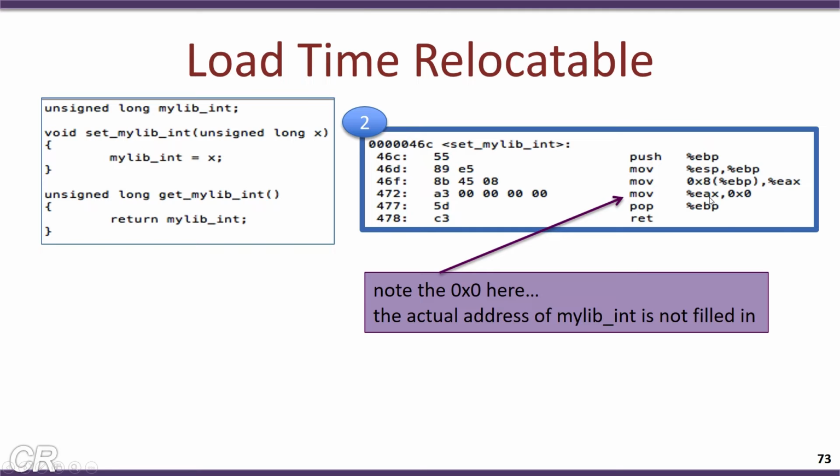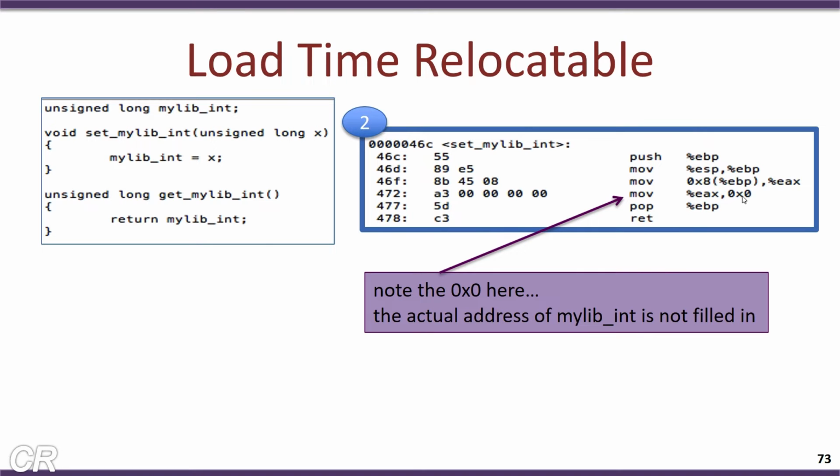Notice that the actual address of mylib_int is not filled in over here. In fact, it is just left as a 0x0. So, what is expected is that when this library gets loaded, the loader would parse through each of these functions, and wherever there is 0x0, it would replace that with the actual address of mylib_int.